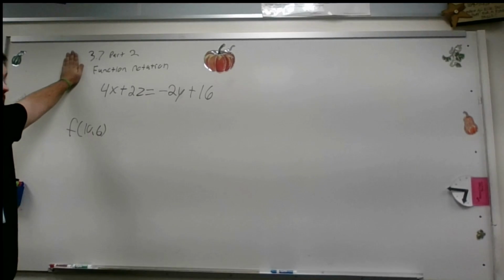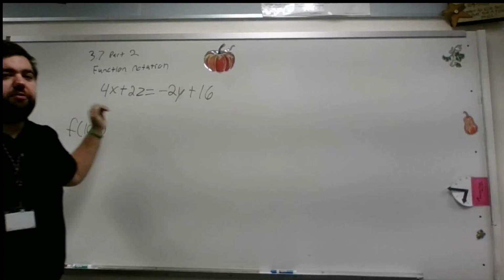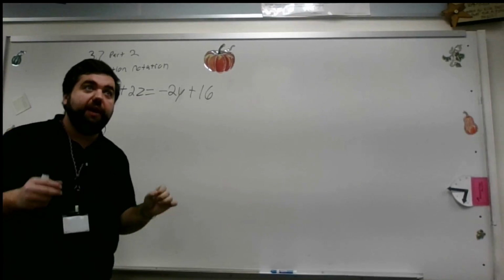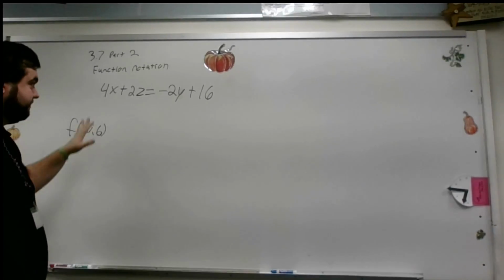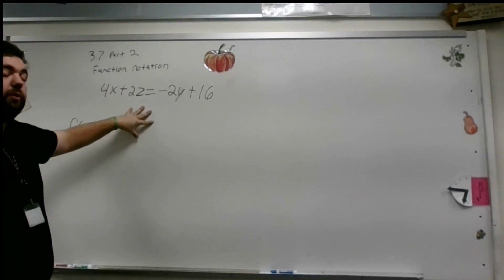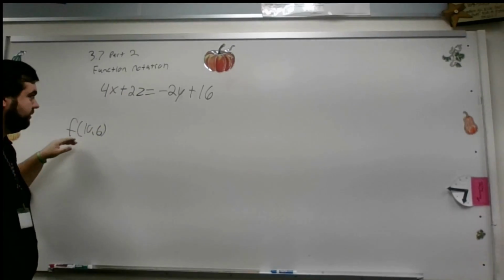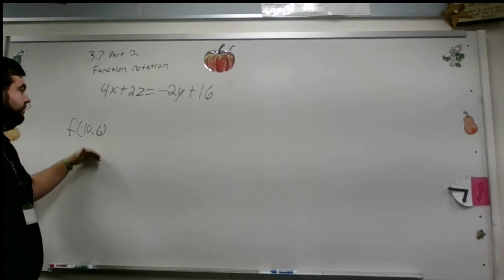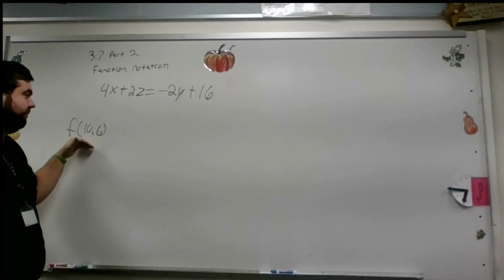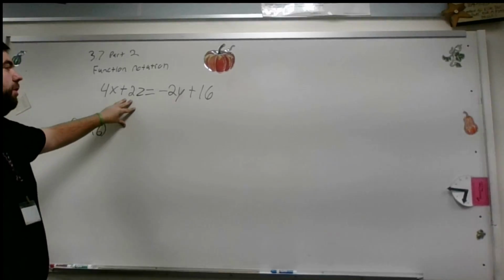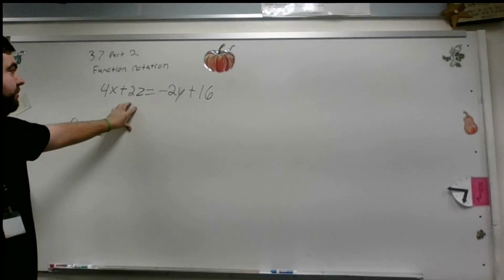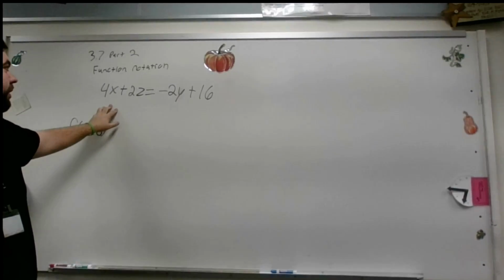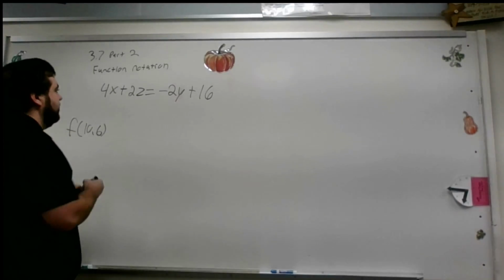All right. 3.7 part 2. Function notation. Writing z as a function of x and y. I'll give you some equation, and I'll say write z as a function of x, y, solve for f of x, y. All that means is solve for z, get z by itself, and once it is, replace it with f of x, y. How do we get z by itself?